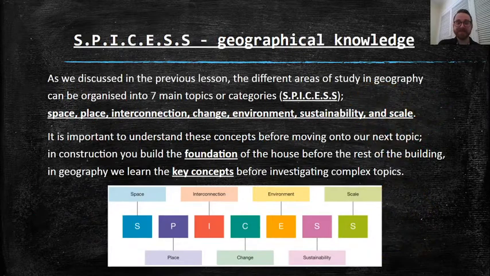So, as we discussed in the previous lesson, when we introduced geography and the environment, the different areas of study in geography can be organized into 7 main topics or categories. SPICES. So that's space, place, interconnection, change, environment, sustainability, and scale. It is important to understand these concepts before moving on to our next topic.